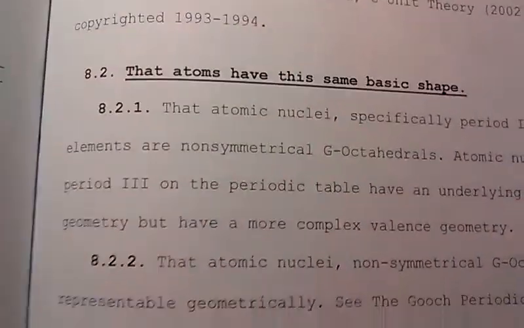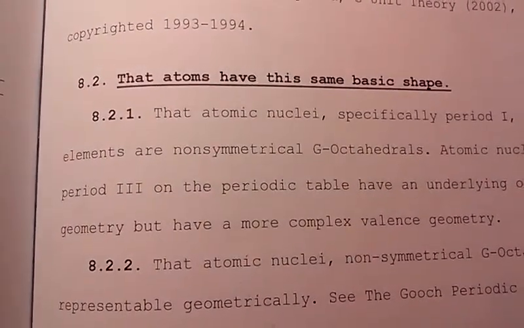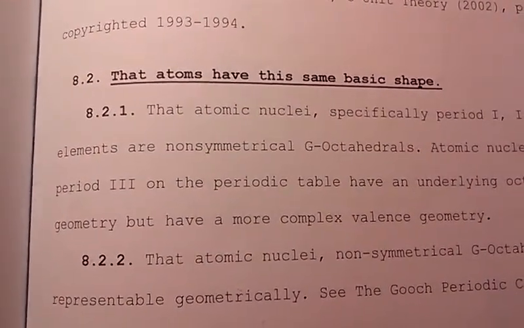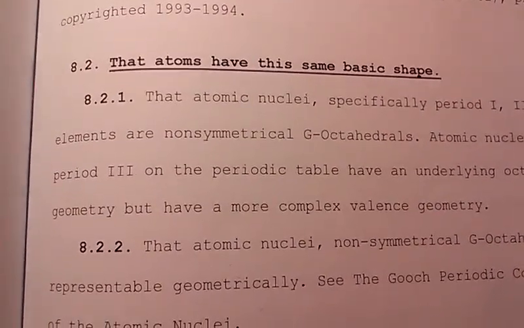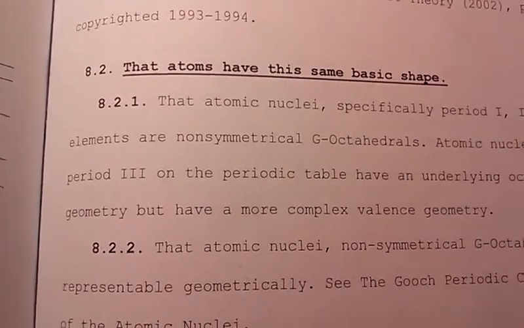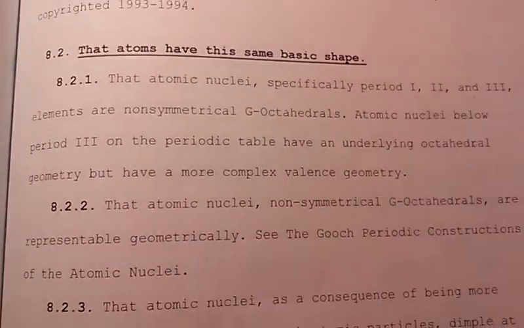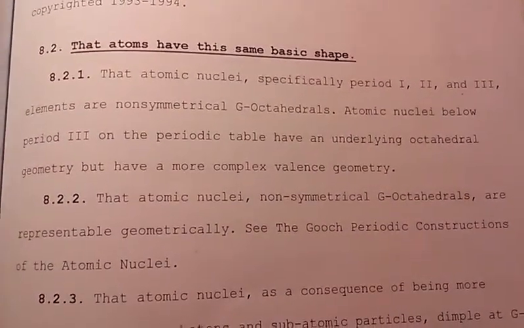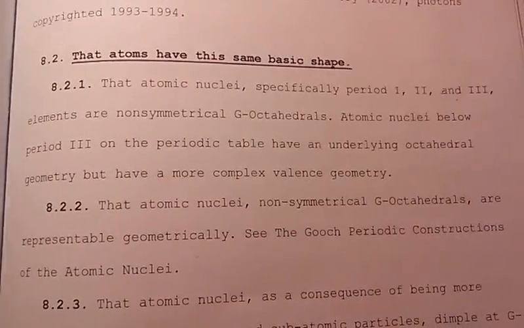Again, the reason why I was going over that was because the atoms have the same basic shape, the symmetrical gravitational octahedral shape, except one of their sides is dimpled in because it has a greater region of density and gravitation and becomes non-symmetrical, and the atoms are the non-symmetrical gravitational octahedrals.